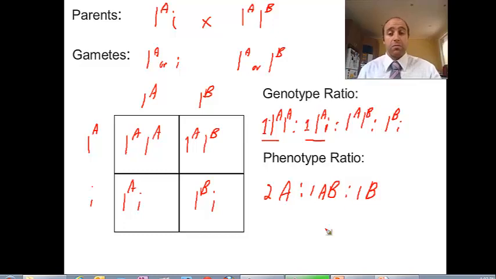It's probably important to do a few examples with multiple alleles, and I'd definitely try and do some with the blood groups because it combines a few of the areas that we know. It combines the codominance as well as the multiple alleles, and it replicates a very, very common example. Good luck with the multiple alleles.